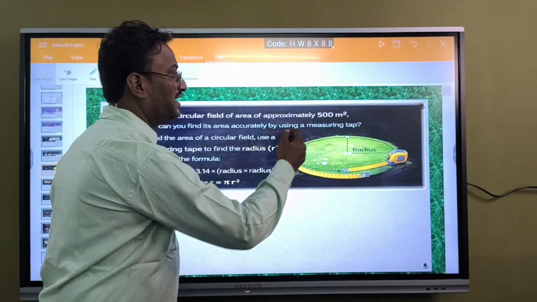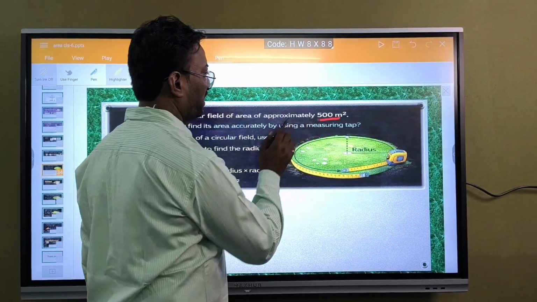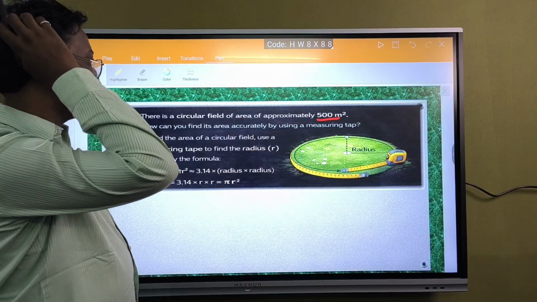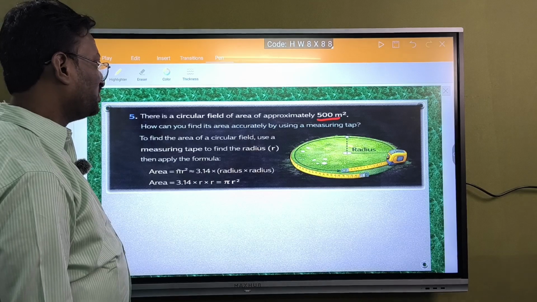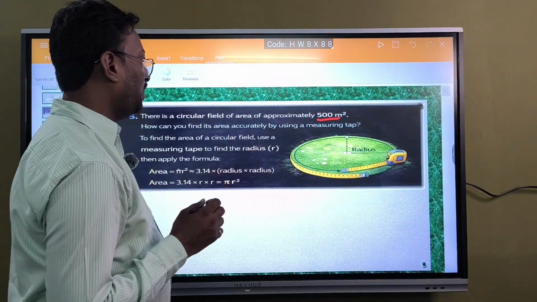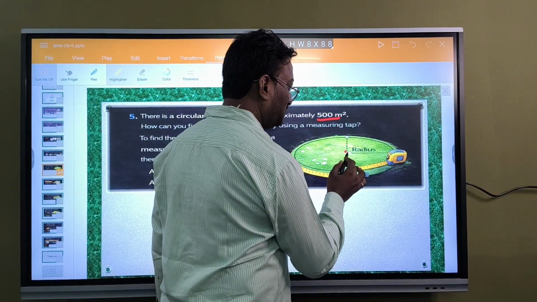Next one, there is a circular field. The field is in circular shape, with an area of approximately 500 meter square. How can you measure the area accurately by using the measuring tape? First of all, in order to measure accurately with the help of a measuring tape, we have to find the radius.